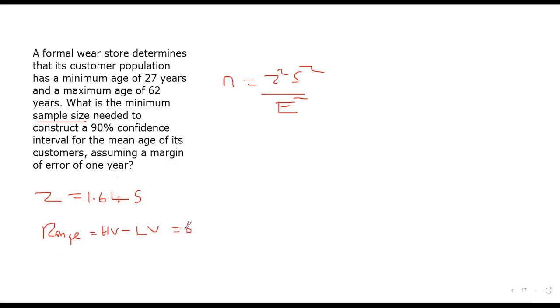62 minus 27, what do we get? 35. Right. So to get our standard deviation, we divide the range by 4. 4 is just a standard figure. So standard deviation is what?